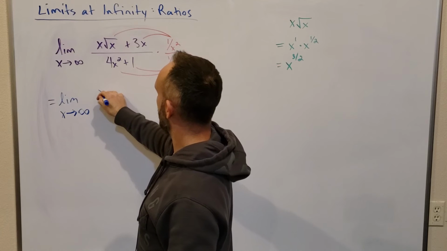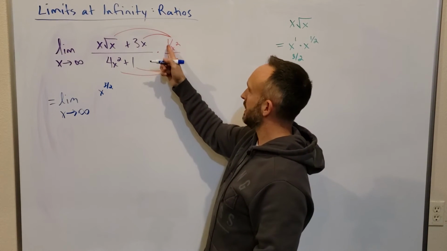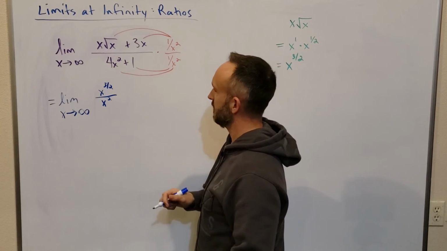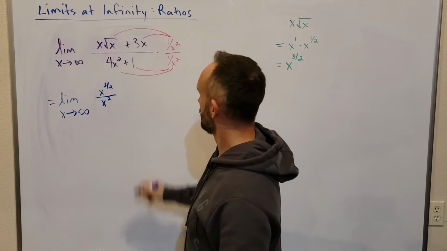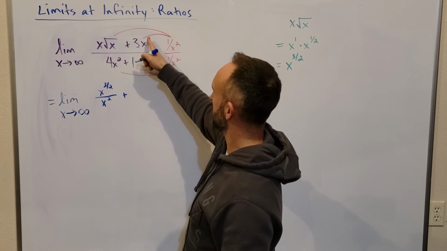X times the square root of x, remember, is x to the 3/2 power. And I'm multiplying by 1 over x squared. In other words, I'm dividing by x squared. So it's just that. We can simplify it on the next step. Plus 3x over x squared. Well, now it's pretty simple to cancel an x.